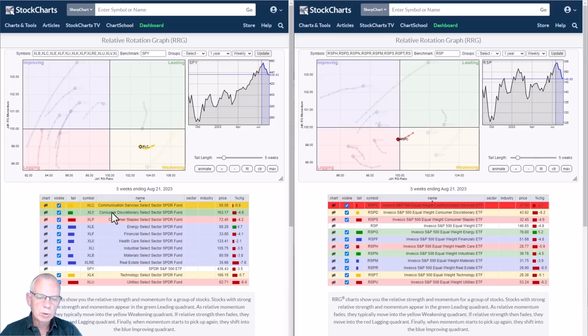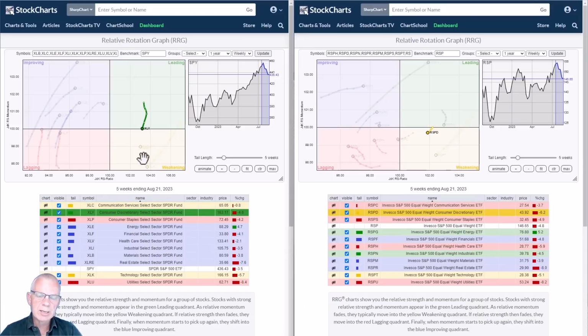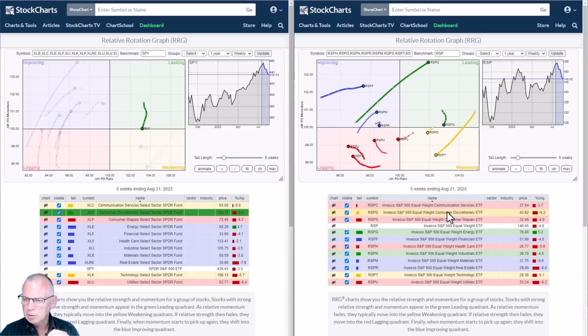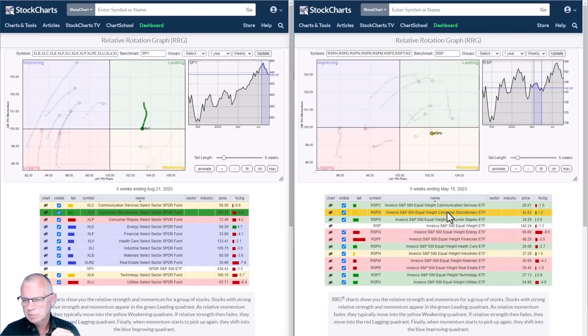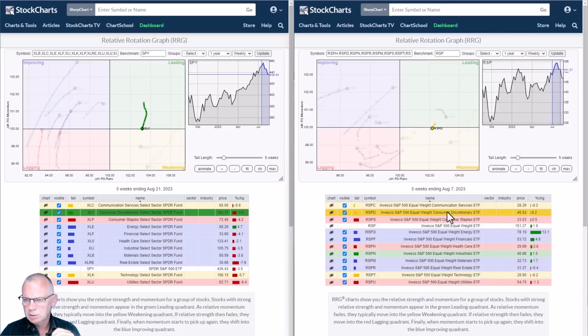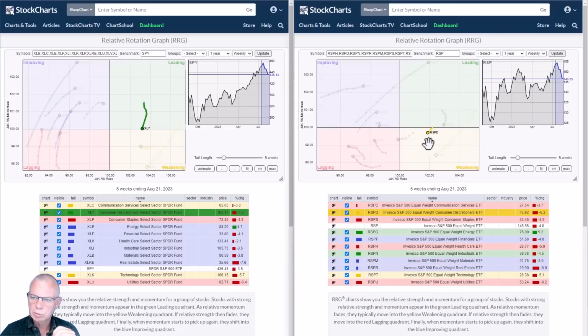Let's move to consumer discretionary. And here you see the tail of XLY moving almost vertically lower, signaling a loss of momentum, a quite significant loss of relative momentum. And if you look at the equal weight counterpart, then you see that the tail, first of all, is much shorter. I'm scrolling back through history right now, so here you go. You can see how this tail is way shorter than the one for the cap-weighted.